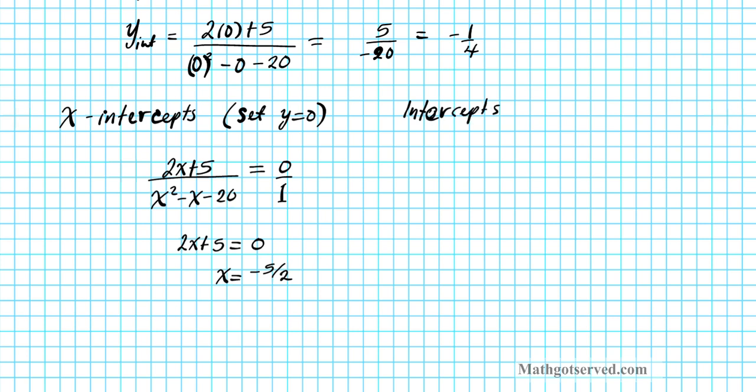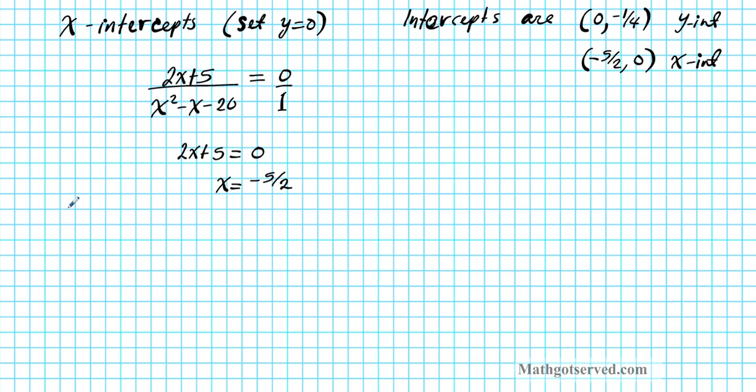Intercepts are 0, comma, negative 1/4 for the y-intercept, and then negative 5/2 and 0 for the x-intercept. All right, so this is the y-intercept, and this right here is the x-intercept. Next, we have to find the asymptotes. Let's start by finding the vertical asymptotes, okay?